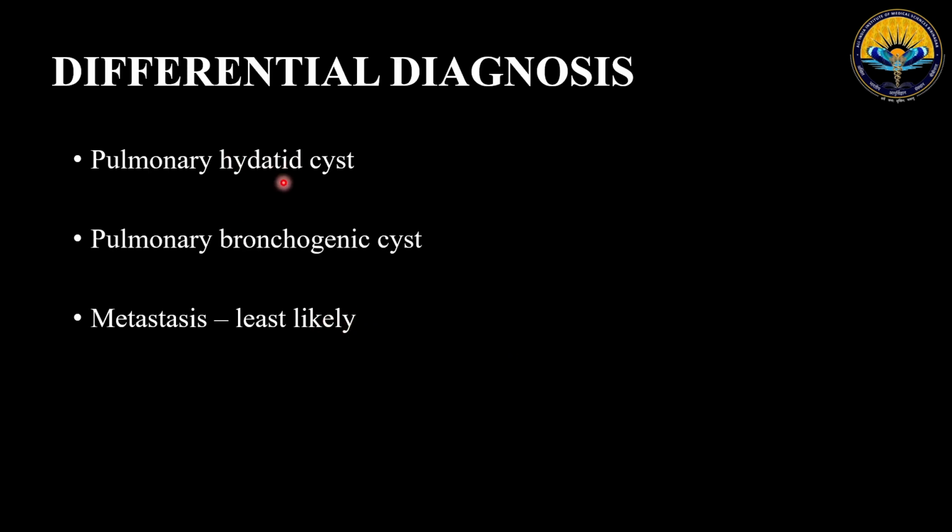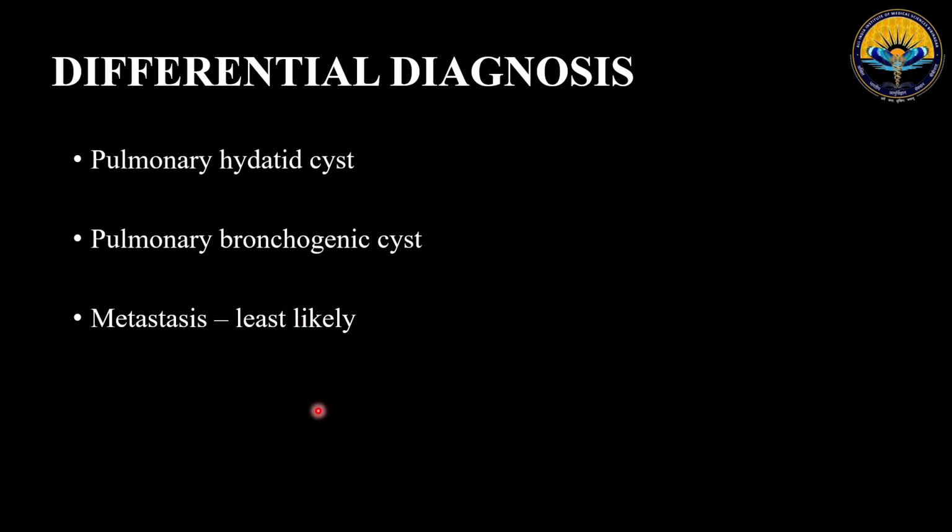So, pulmonary hydatid cyst first, and second is pulmonary bronchogenic cyst. There are two types of bronchogenic cyst: one is mediastinal, another one is pulmonary. The most common is the mediastinal bronchogenic cyst, in which the subcarinal mediastinum is the most common location. When it comes to pulmonary bronchogenic cyst, the most common location is the medial aspect of the lower lobe of the lung.